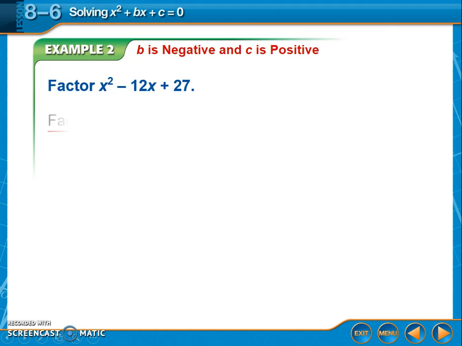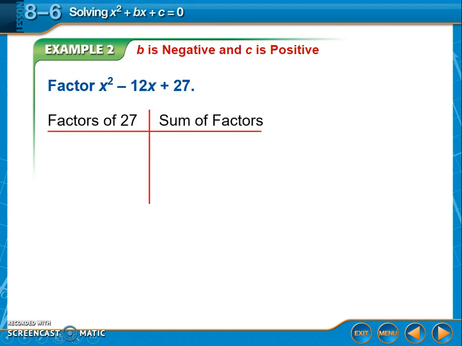Okay, so part B, or example 2, sorry. We want to multiply to 27 and add to negative 12. We're first going to look at the factors of 27. So we can say 9 and 3, 27 and 1. And that's about all I can think of. But we want to add to negative 12.